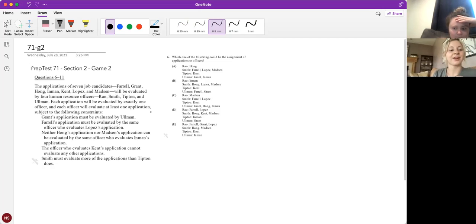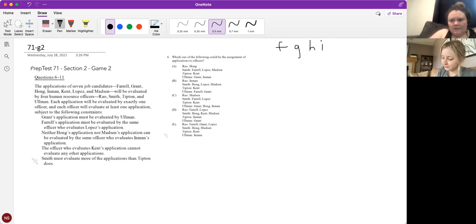Okay, so you're trying to figure out which officers are going to evaluate which candidates. So we know that our candidates are F, G, H, I, K, L, and M. And then we know our resource officers are R, S, T, and U.